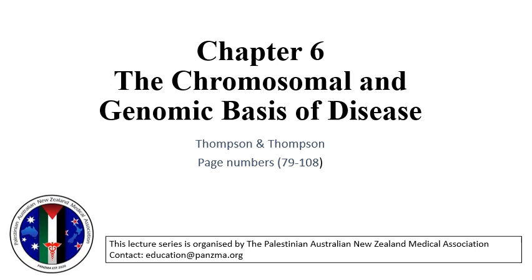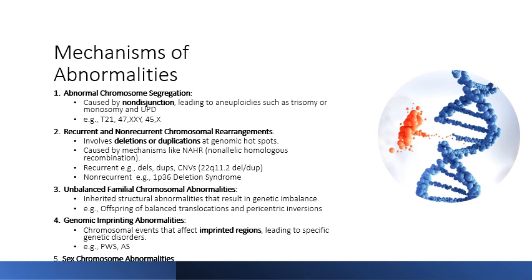Welcome everyone to Chapter 6. We'll be discussing the chromosomal and genomic basis of disease. I have outlined here various chromosomal abnormalities and their mechanisms. I'll be discussing them further in detail in this presentation, but I'll just take you through them now, briefly.